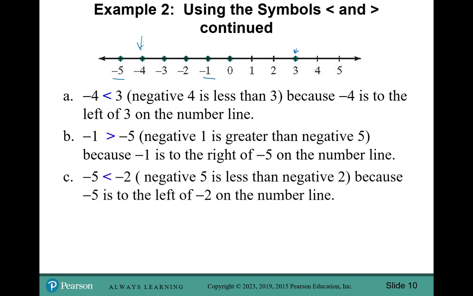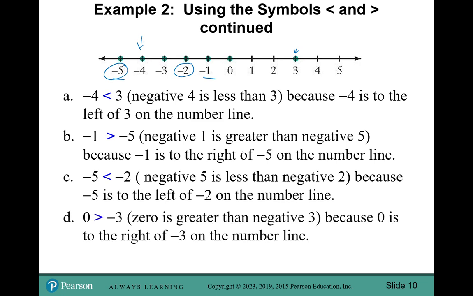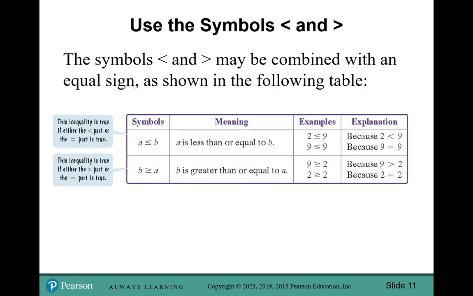And we compare negative 5 and negative 2. So if I look at negative 5 once again and negative 2, the negative 5 is smaller than the negative 2 because it is to the left of it on the number line. Last but not least, we will look at 0 and negative 3. We can see that 0 is to the right of negative 3 on the number line, which is why we say 0 is greater than negative 3.